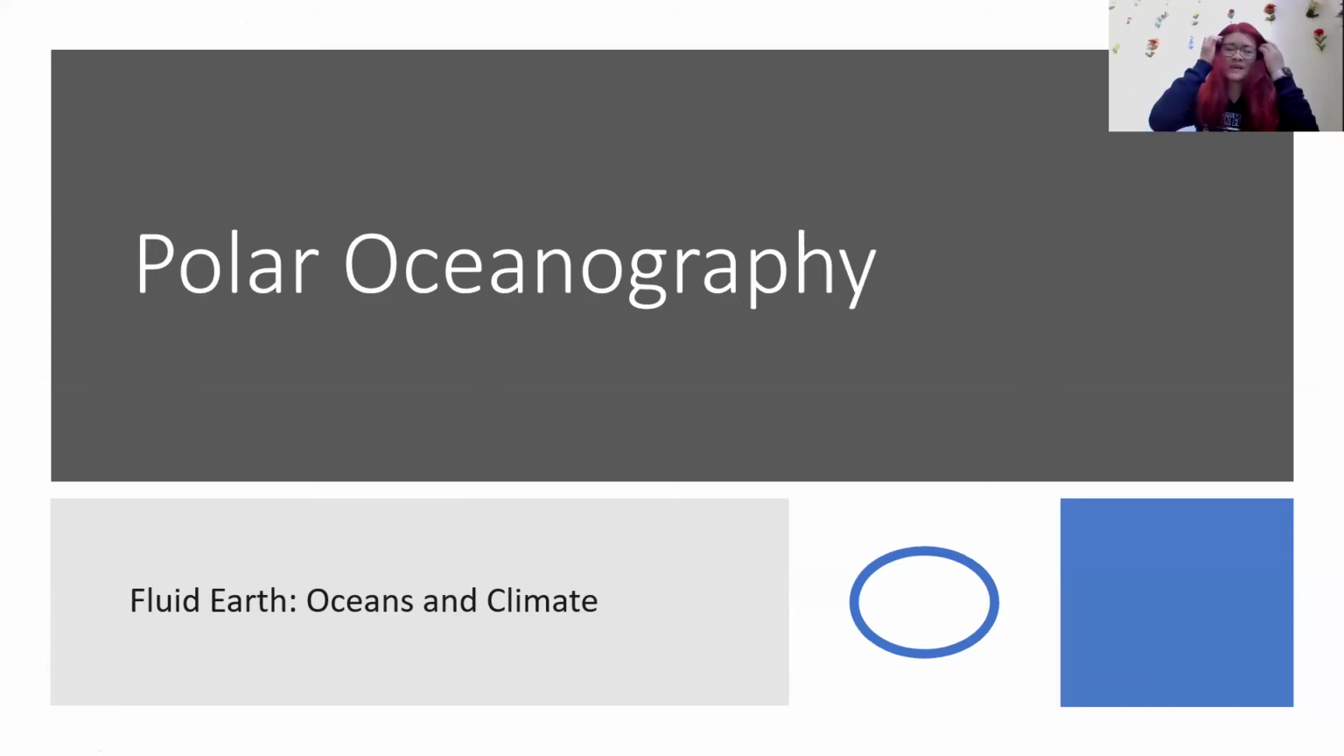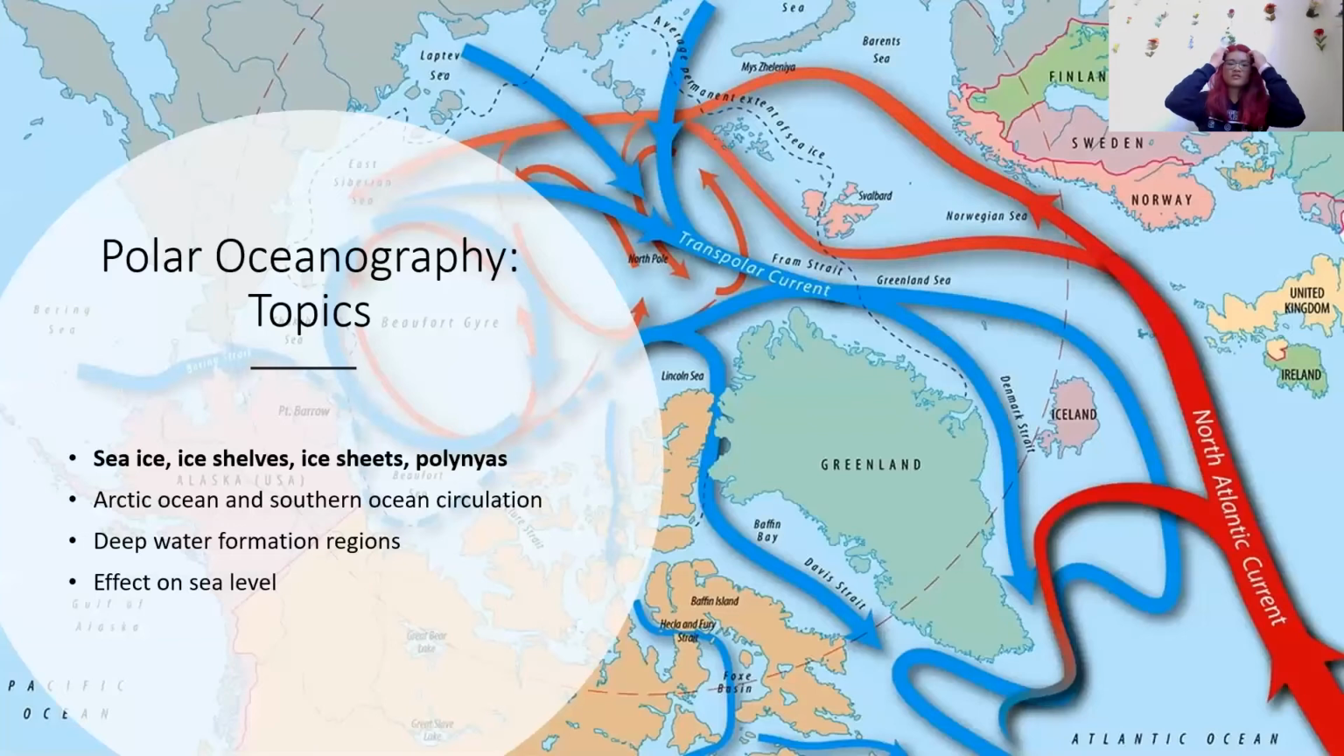This is going to be our first video on the topic of oceans and climate, and we're going to be briefly going into polar oceanography. So let's get started. First we're going to talk a little bit about the land ice forms of the polar region: sea ice, ice shelves, ice sheets, and polynyas.